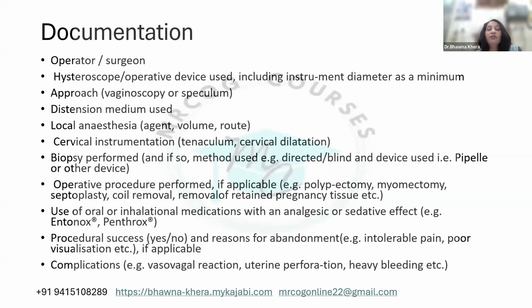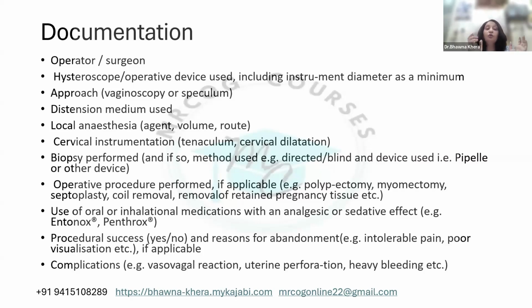What is the method by which the biopsy was taken? Operative procedure performed, if any, that also needs to be mentioned. If any inhalational anesthesia or analgesic, any sedative used, then we have to mention that. Procedural success and reasons for the abandonment, intolerable pain, poor visualization, etc., if applicable. What are the complications, like vasovagal reaction, uterine perforation, heavy bleeding, anything which happened.